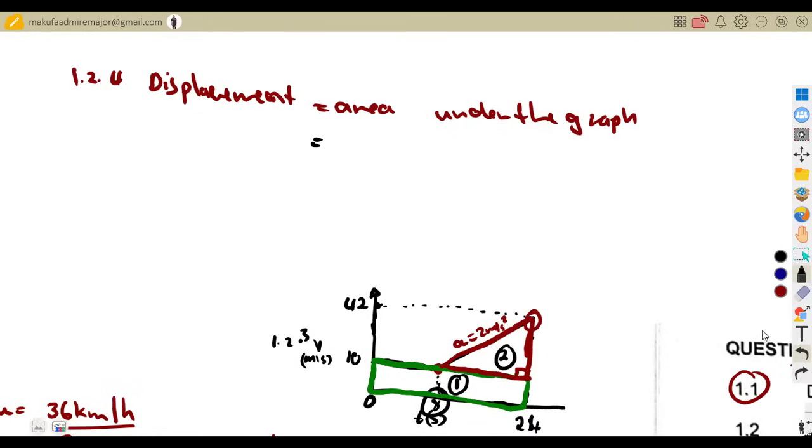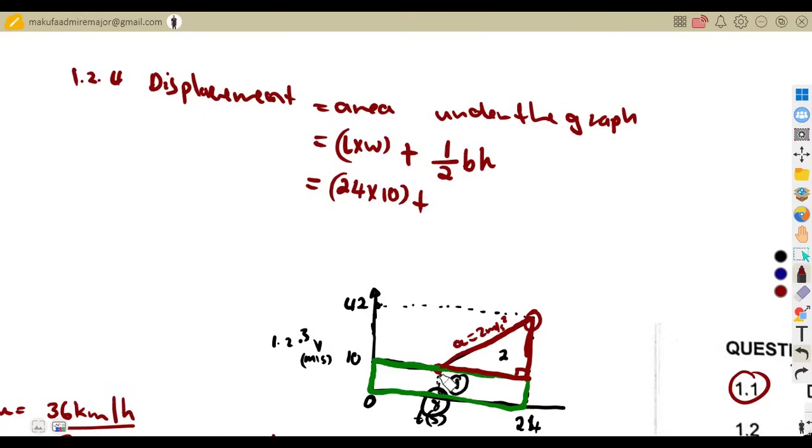So the area of a rectangle is the length times the width. Let me just put it this way. That is the area of the rectangle. Plus here we are remaining with a right angle triangle on top, the second shape. So the area of a right angle triangle is half base times the perpendicular height. For the length times width, we are referring to this side, 24, and from here to here, it's 10. So that's 24 times 10, plus half base times the perpendicular.